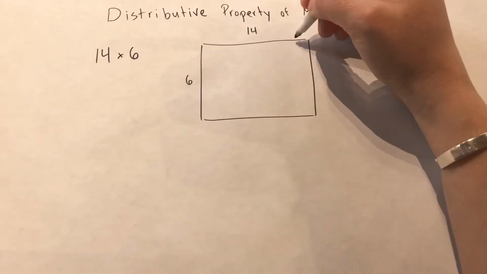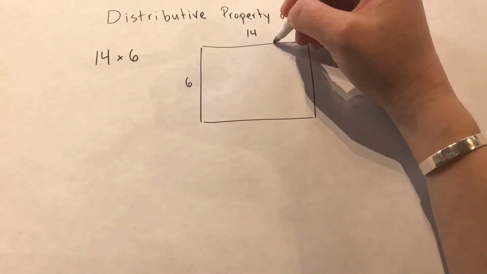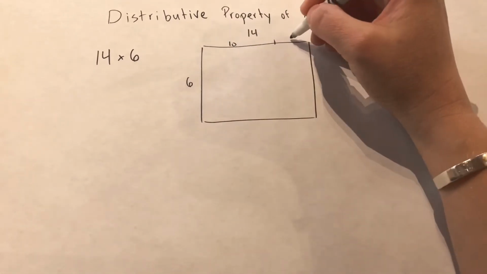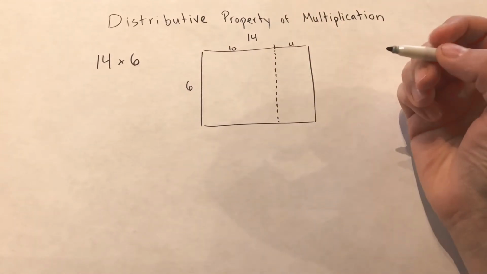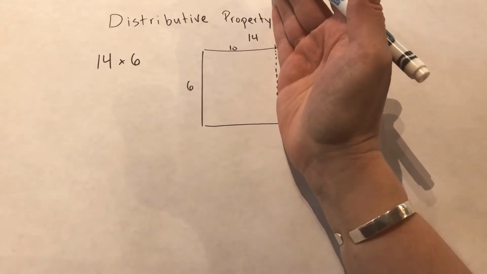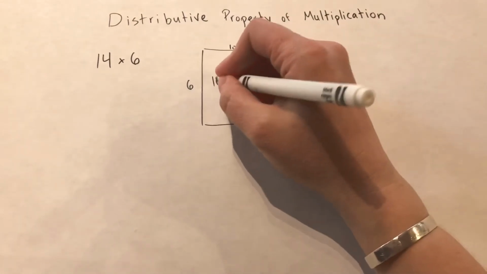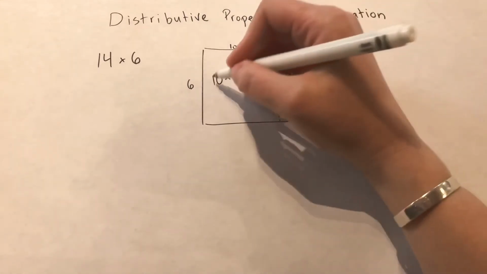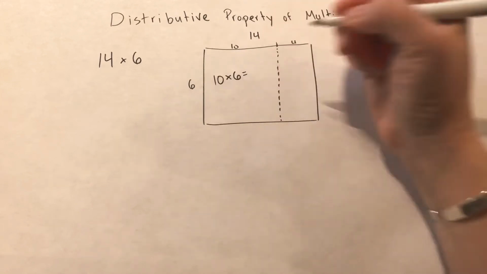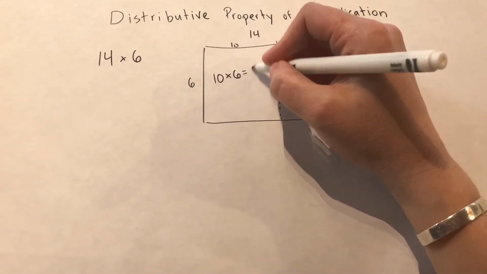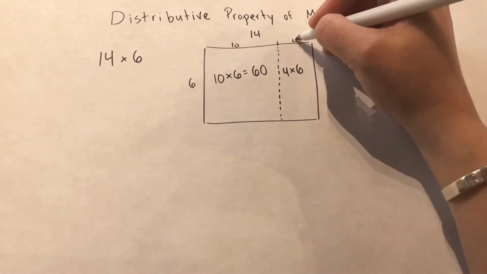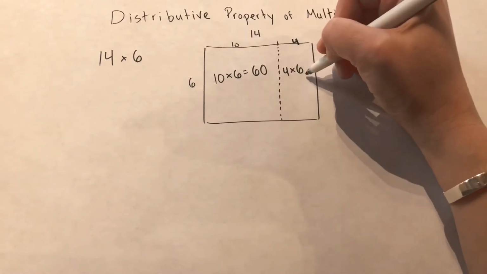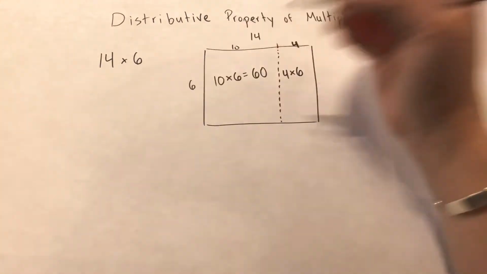Instead of calling this side 14, let's divide it into 10 and 4. Now we've broken this into two easier problems to solve. This is a 10 times 6 rectangle, and we can find the area of that really easy. It's 60.